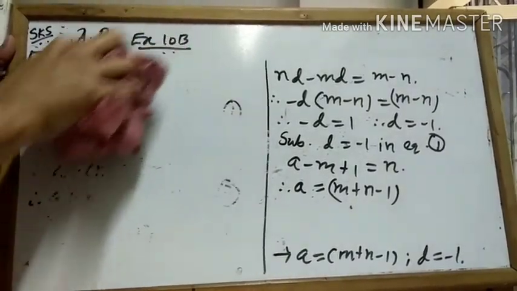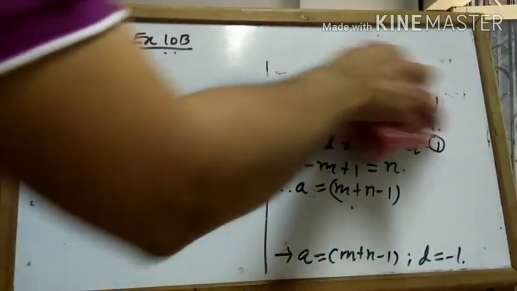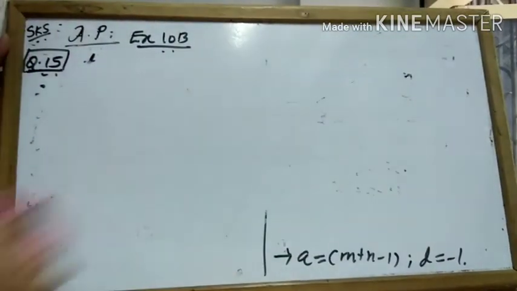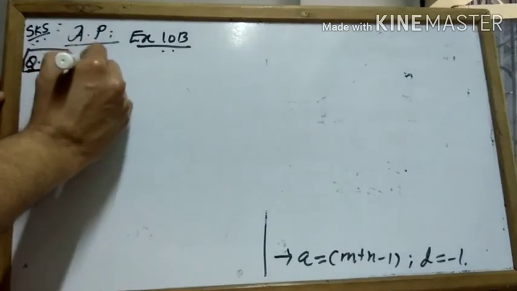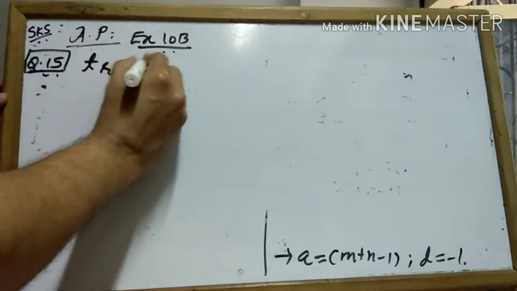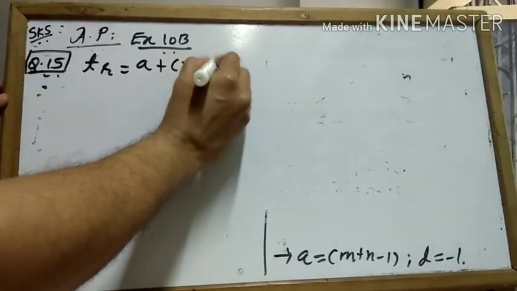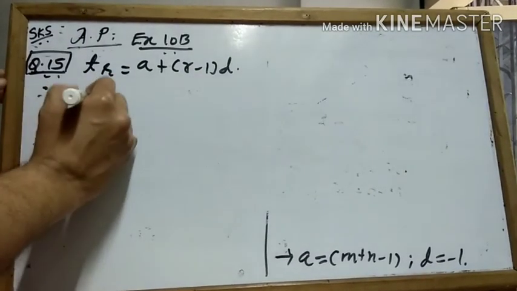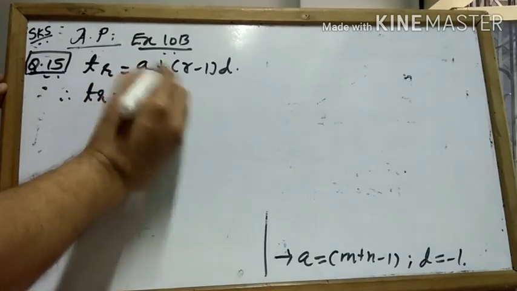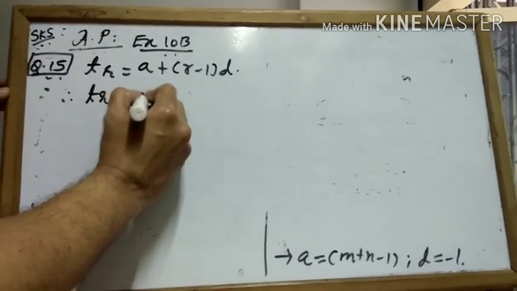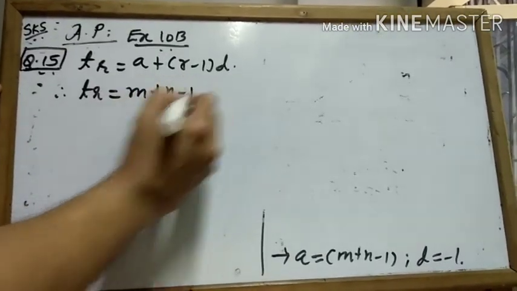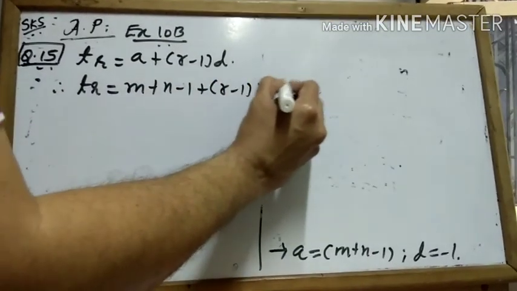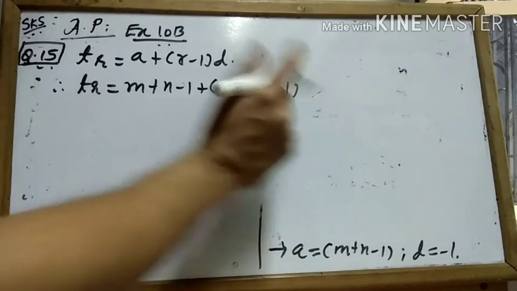We are supposed to find the rth term. So I'm going to apply the T formula, that is Tr will be equal to a plus r minus 1 into d. Now, we do not know Tr, but definitely we know the value of a. From this I can write it down: m plus n minus 1 plus r minus 1 into d, and the d value I can substitute from here, negative 1.